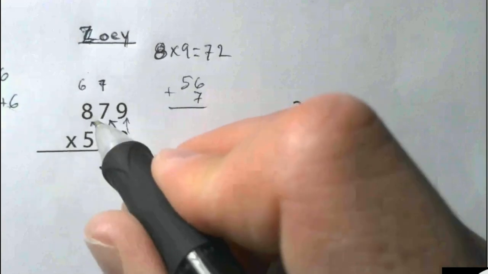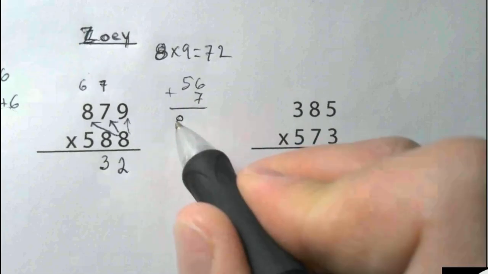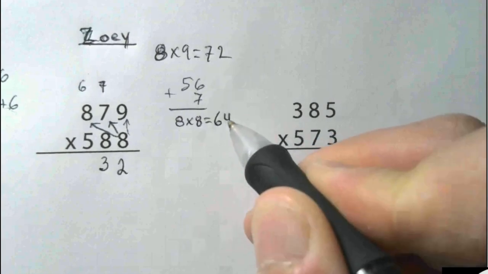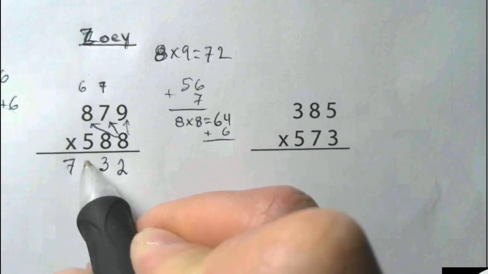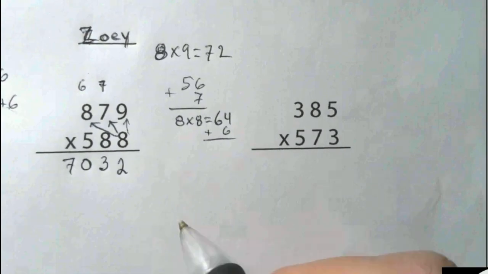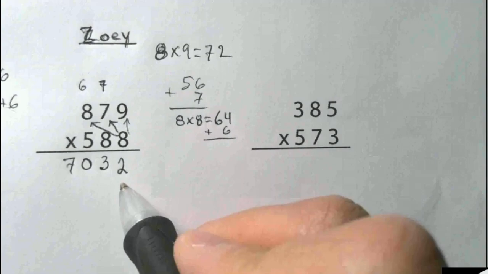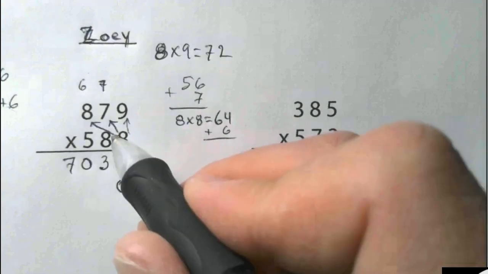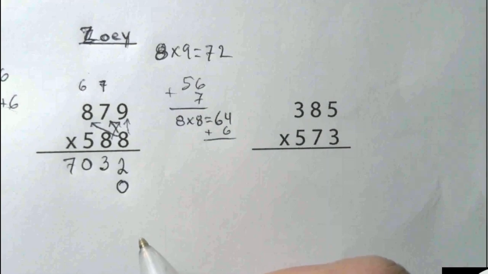What do you do next? Then you have to multiply the 8 times 8, which is? 64 plus 6, which equals 70. What is that? 70. All right. And what do you do next? Then under the 2 you have to add a 0 for the place holder. Okay. And then you have to multiply the 8 and 9. What do you get? 72. Okay.